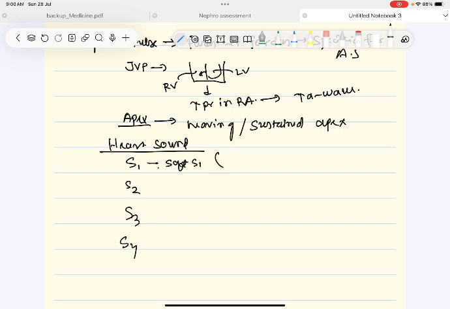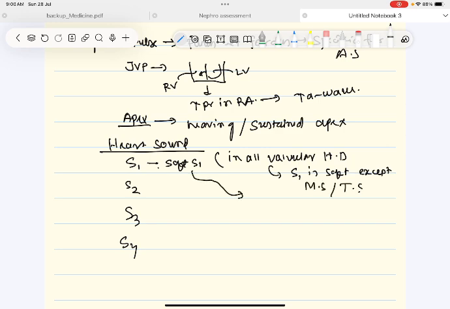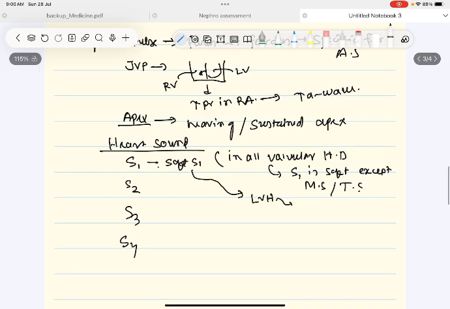Actually, in all the valvular lesions, there is soft S1, except mitral stenosis and tricuspid stenosis. In all valvular heart disease, S1 is soft, except mitral stenosis or tricuspid stenosis. In aortic stenosis there is left ventricular hypertrophy, and due to this hypertrophy, the sound transmission is not effective. So sound transmission is not efficient.